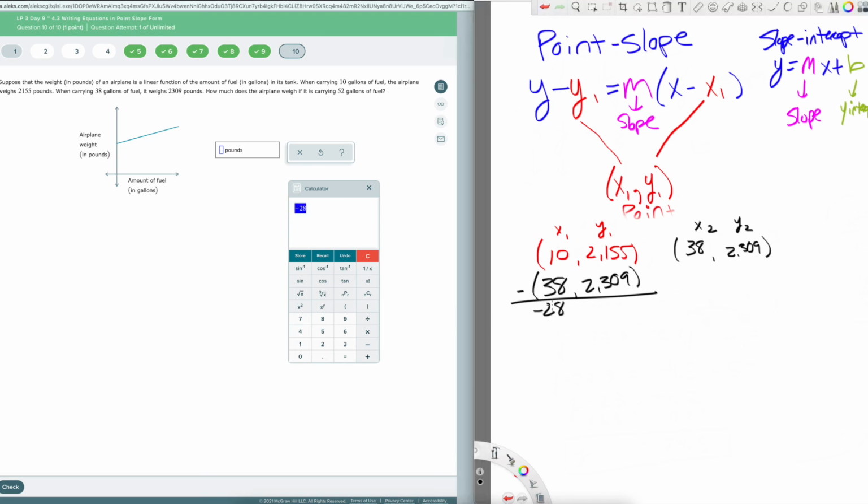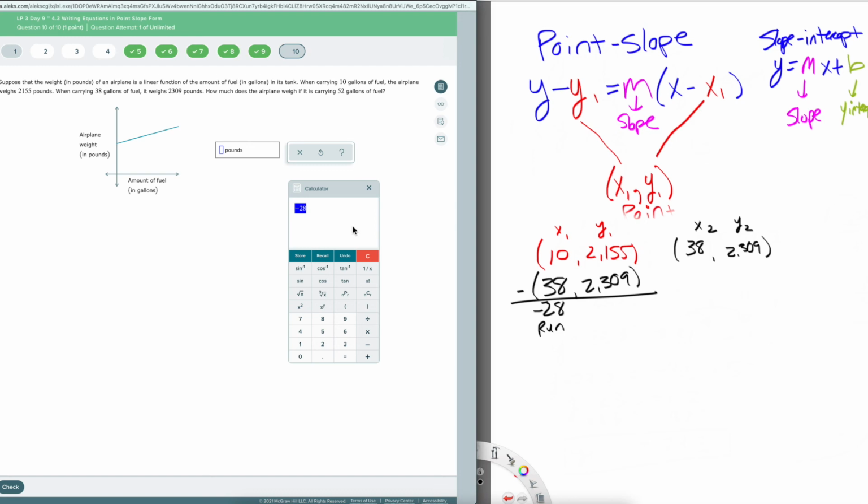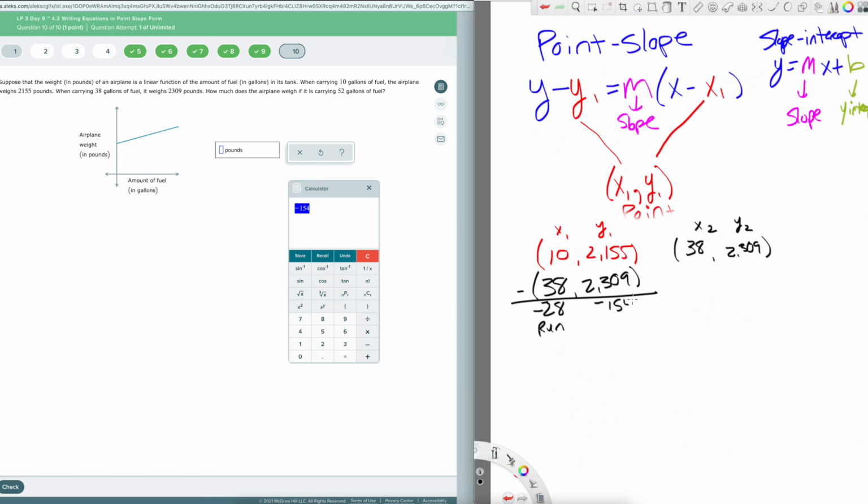My change in y, so I'm going to have 2155 minus 2309. So my change in y, this is my rise. So this is me figuring out slope here. So I have rise over run. My change in y was negative 154. My change in run was negative 28. Well, they're both negative. So 2 negatives, that's going to make a positive.